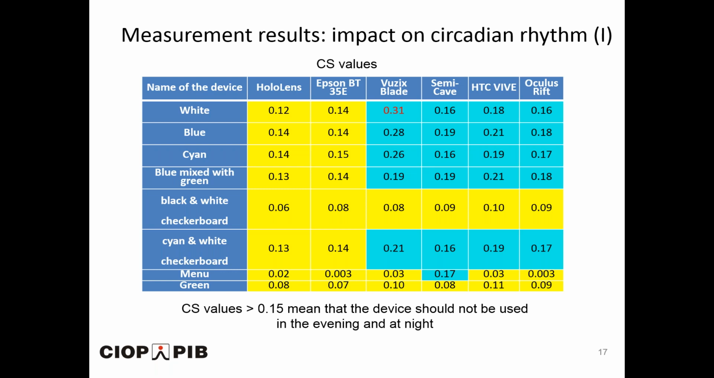Here we can note that some devices might be wise to use during the day only, because the values we are actually measuring sometimes exceed the value of 0.15 of CS value. We should also note that the Vuzix Blade, in case it only displays a white screen, a white image, might be used as the only source of light during the day without the ambient light.